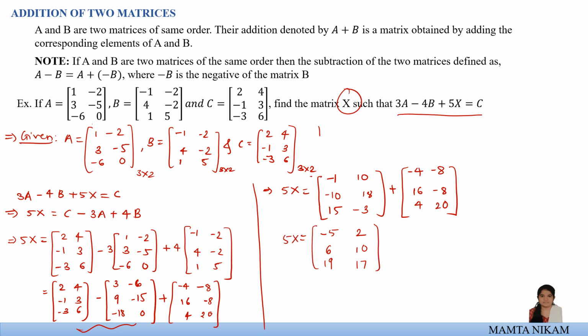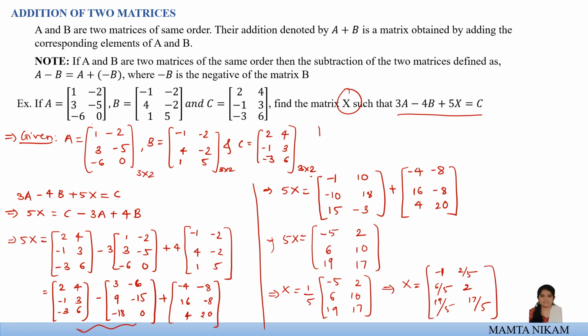So 5 is a scalar term. We can shift this to the right hand side. तो shift करोगे तो x की वैल्यू होगी 1 by 5 times minus 5, 2, 6, 10, 19, 17. And with this x की वैल्यू क्या हो जाएगी, minus 1, 2 by 5, 6 by 5, 2, 19 by 5 and 17 by 5. This is the required matrix X which is satisfying this given equation.